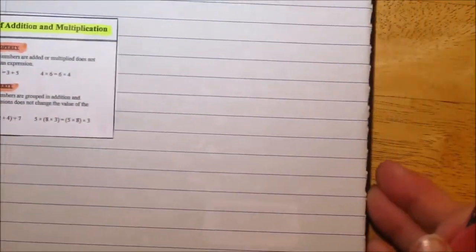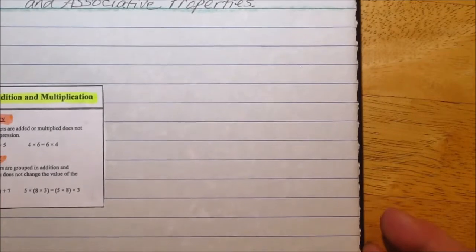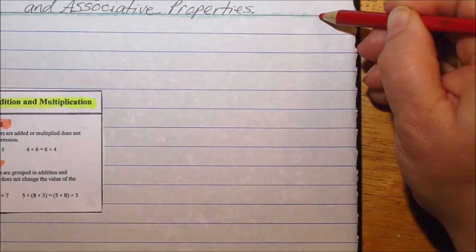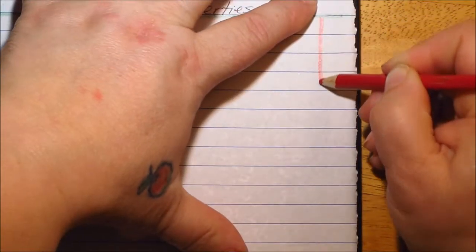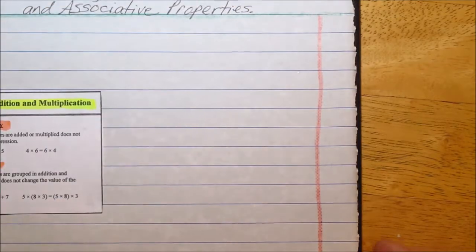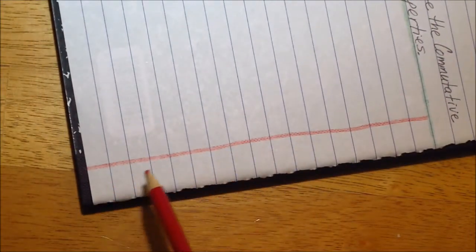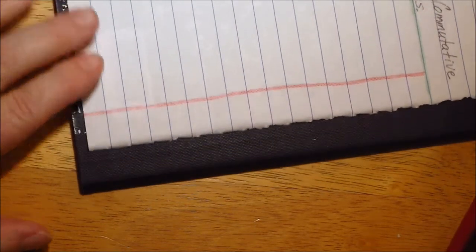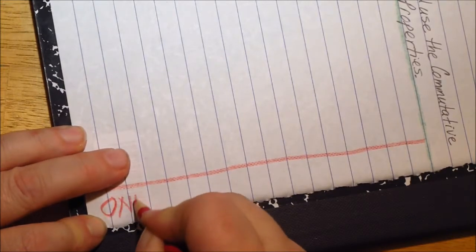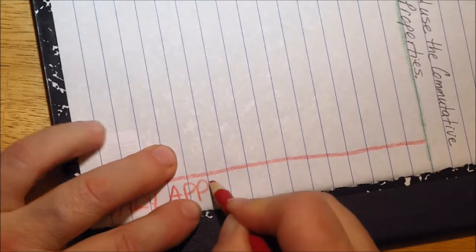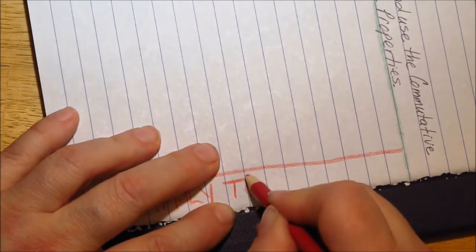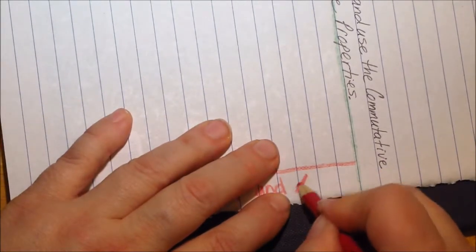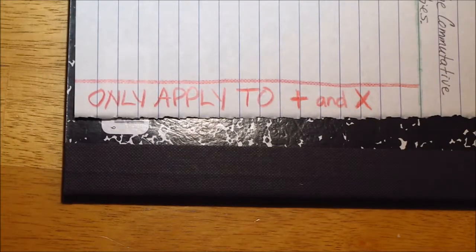But before we do that, let's see, where's the green line? There it is. I want you to take your red pencil, and about a half inch in or so from the edge of your paper, draw a line from that green line all the way down to the bottom of your page. All right? And then I'm going to turn it so you can see what I did, because we're going to make a note right in here that'll affect everything we're talking about. And that note is that these properties only apply to addition and multiplication.